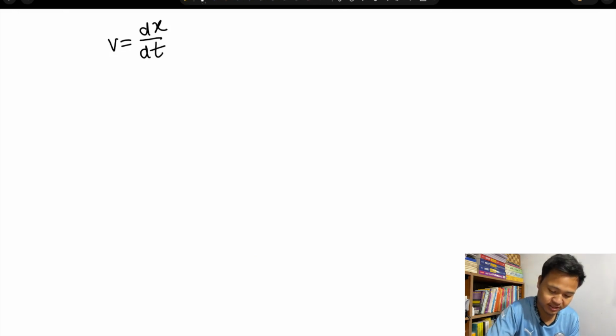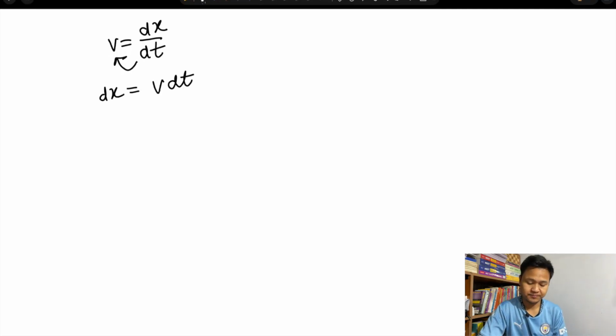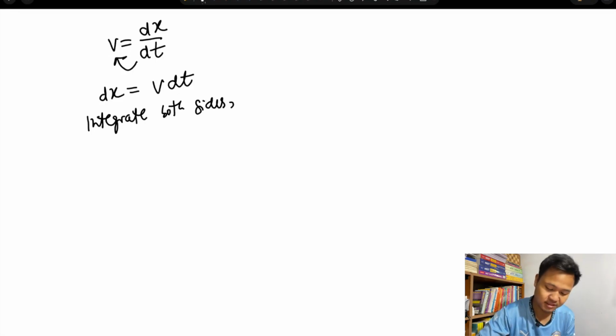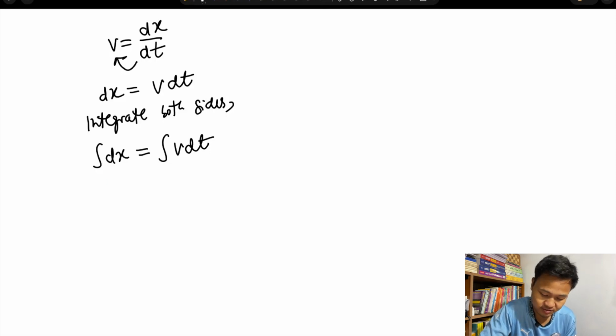Okay, so now let's do one thing here. I will transfer this here, so I will have dx equals v into dt. Now you integrate both sides. So integral dx equals integral v dt. Integration of dx gives x, so x equals integral v dt.